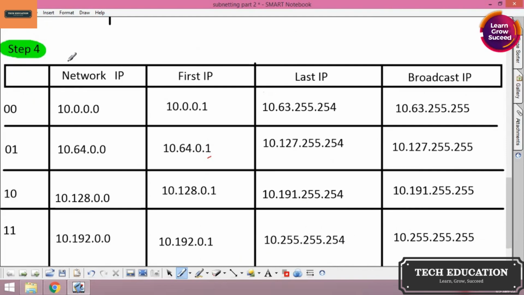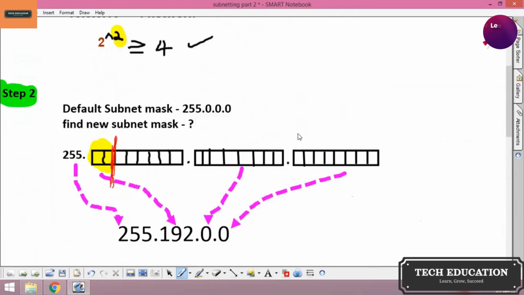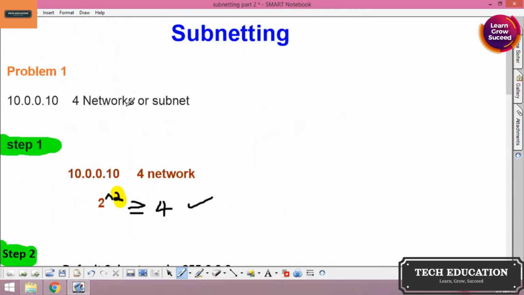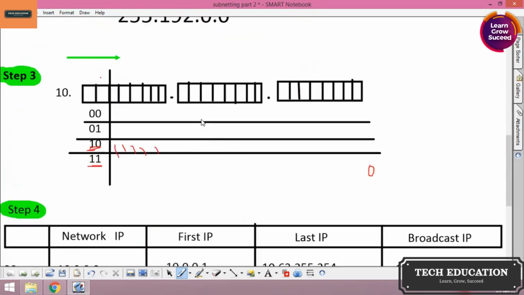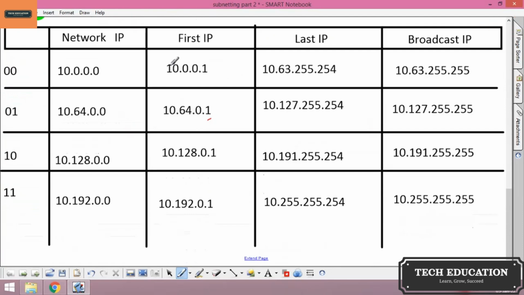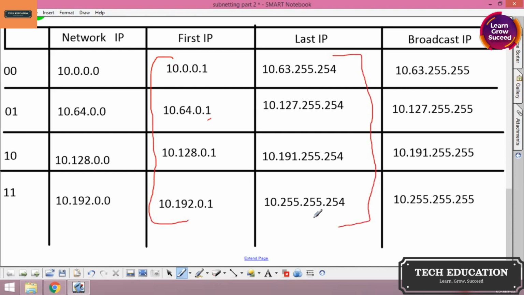So these are the 4 combinations of IP addresses for these 4 subnets. With 10 dot 10 dot 0 dot 0, this IP address we can divide into 4 subnetworks. This is a valid subnetwork, first IP to last IP. This is the first subnetwork, this is the second one, this is the third one, this is the fourth one.